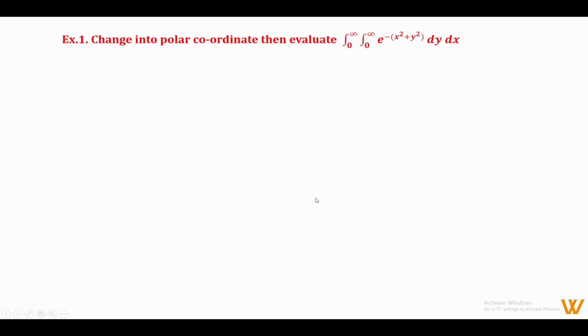Now by using this method, evaluate an example. First example, change into polar coordinates and then evaluate the double integration. First integration limit 0 to infinity, second integration limit 0 to infinity, e raised to minus of x square plus y square dy dx. Means the given integration is in Cartesian form. First change into polar form and then evaluate this double integration.